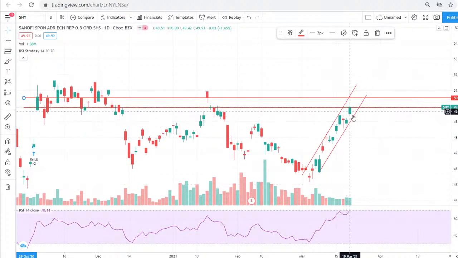Currently it can be a resistance level and it may fall down from this point. But if it breaks this current level, the next level is 50.52, which is not very far. It's just, I would say, 60 cents, not more than that. So these two are very, very close. Within the day, it can touch the 50.52 and may give a closing below that. So that can trigger your exit point.